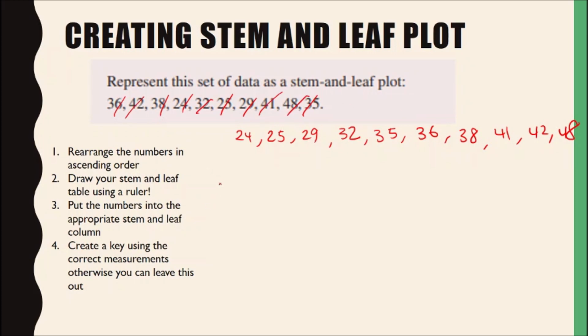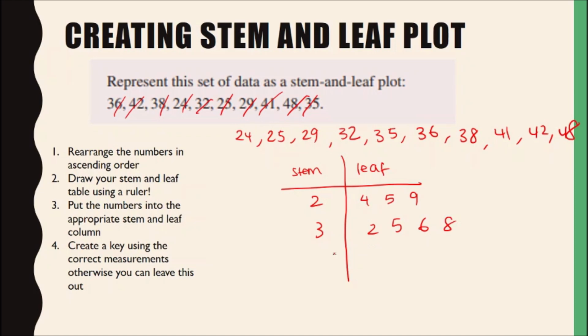Next, draw the stem and leaf plot using a ruler. So you just draw like that. You do stem, you do leaf. I would use a ruler normally. So I would put my stem here, and the leaves: 2 | 4, 5, 9; 3 | 2, 5, 6, 8; 4 | 1, 2, 8. Now make sure they're actually aligned, okay?